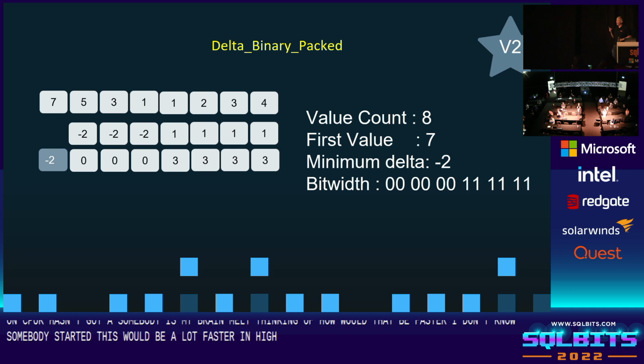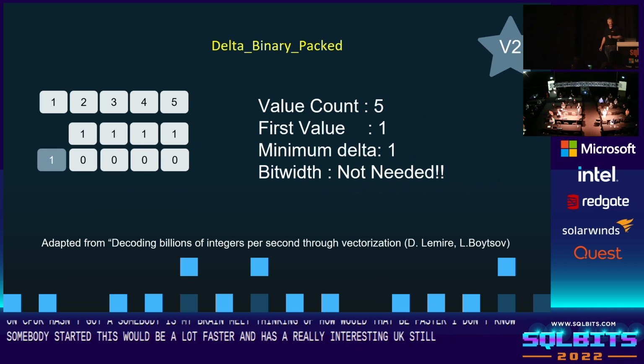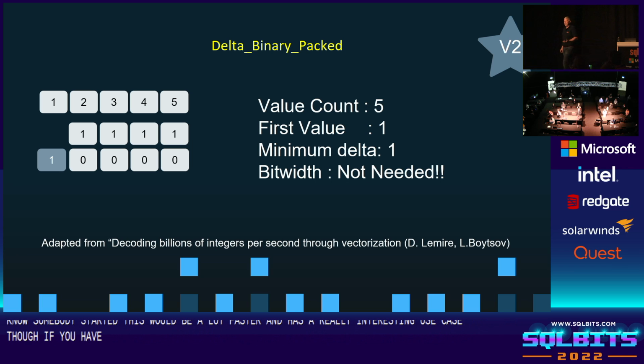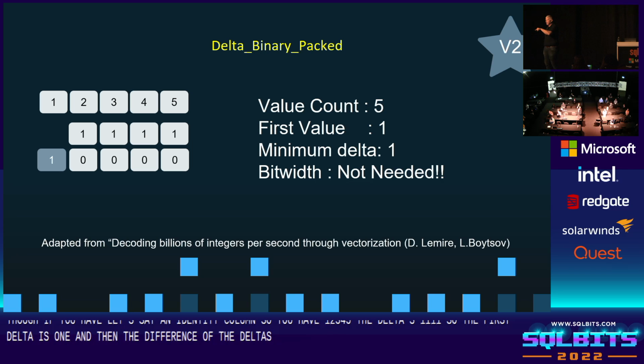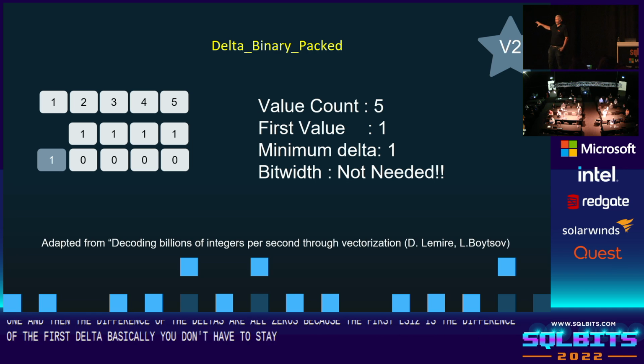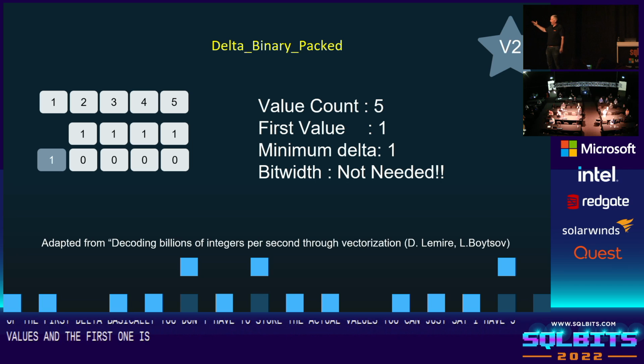It has a really interesting use case, though. If you have, let's say, an identity column, so you have 1, 2, 3, 4, 5, the delta is 1, 1, 1, 1, so the first delta is 1, and then the difference of the deltas are all zeros, because the first delta is 1, so it's the difference of the first delta, basically. You don't have to store the actual values. You can just say, I have 5 values, and the first one is 1, and the minimum delta is 1. That's it. It doesn't have to store any values.